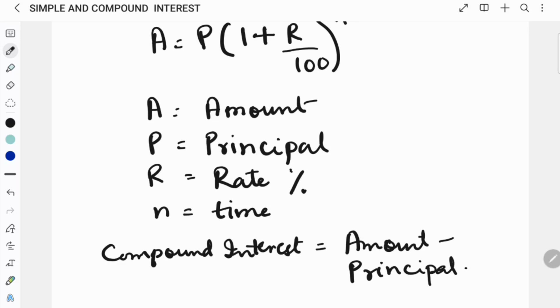Okay, this is all for simple interest and compound interest. Let's begin the past paper questions.